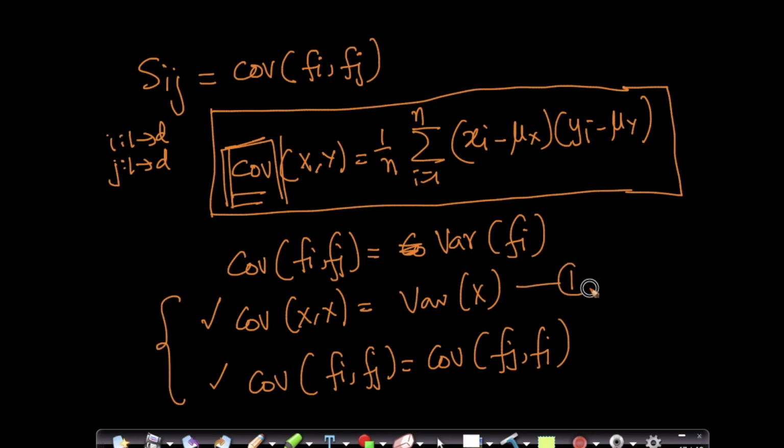Let's call this property 1 and property 2. The first property is covariance of x comma x is nothing but variance of x. The second property is symmetry, which means covariance of fi comma fj is nothing but covariance of fj comma fi.